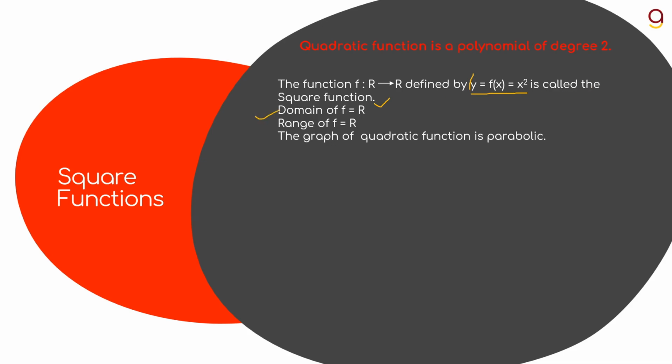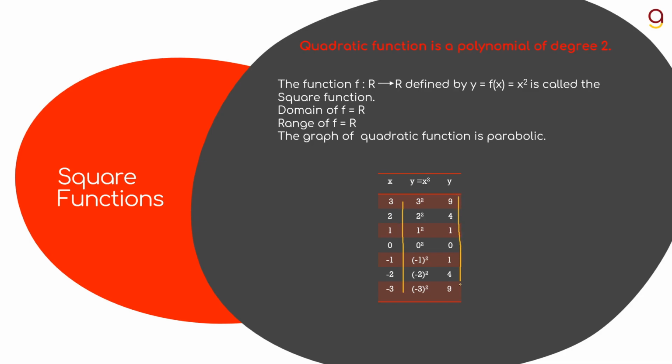The domain of the function is the set of real numbers. The range of the function is the set of real numbers. And let's see the graph also in more detail. So firstly, let's consider some points. Suppose we consider 3, 2, 1, 0, minus 1, minus 2, minus 3, these points for the x. And we get these numbers for the y as the output.